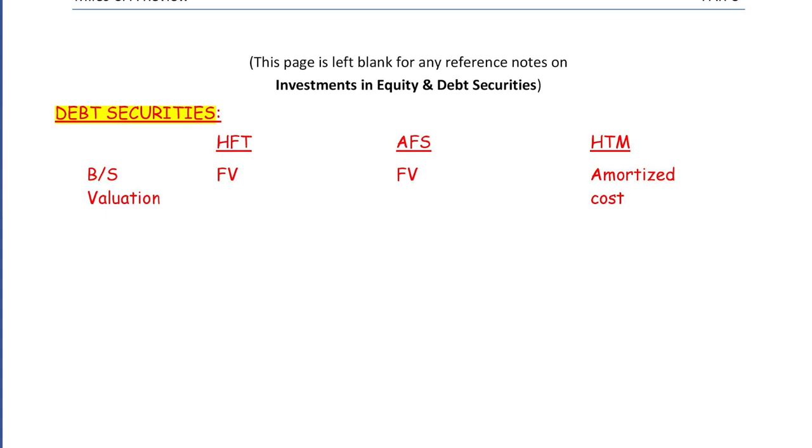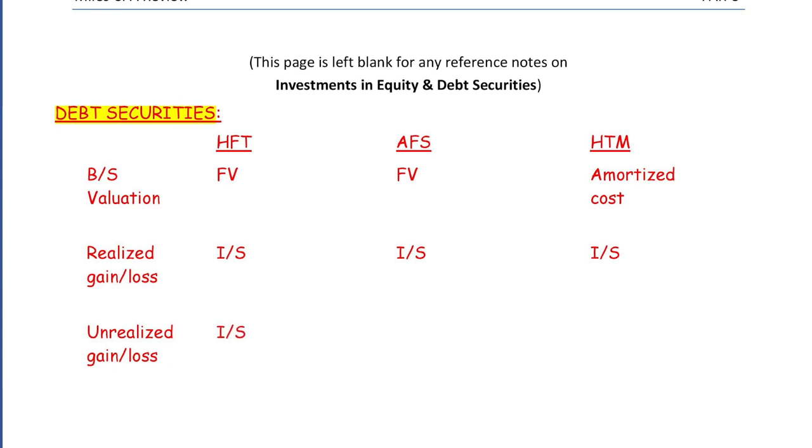Next, let's talk about the income statement impact. Starting with realized gain or loss. Realized gains or losses from sale of debt securities are always recorded on the income statement. So, I/S for all the three classifications. And then let's talk about unrealized gain or loss. Now for trading securities, unrealized gains or losses also go into the income statement.